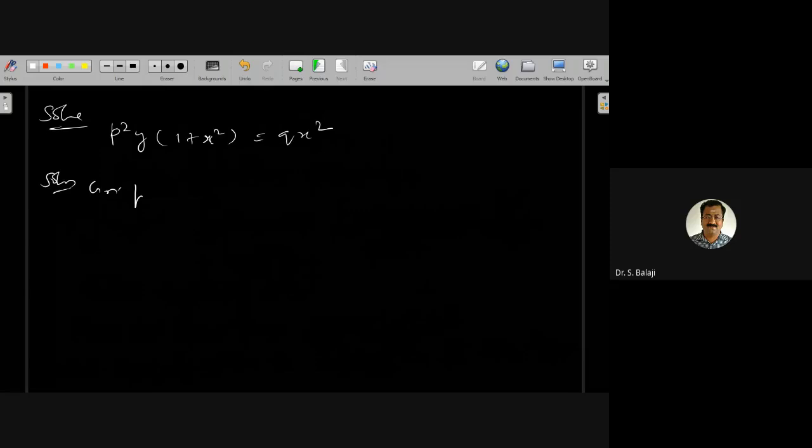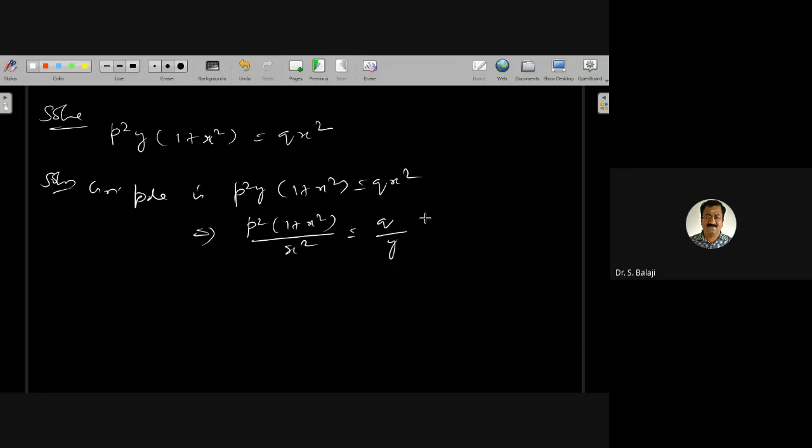Solution: the given PDE is p square y into 1 plus x square equal to q x square. You have to get p and x on one side, q and y on another side. Therefore, p square into 1 plus x square by x square equal to q by y. Q by y equal to some a, say a, the form of a separable equation.